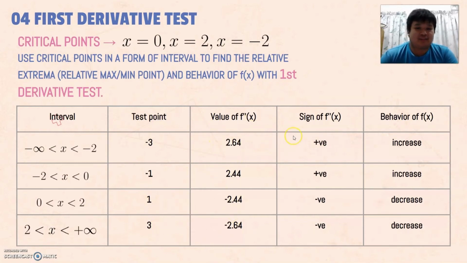This is the value we find from the intervals. It is a positive value if the interval is negative infinity < x < -2, so it is positive. So the behavior of f(x) is increasing, and so on. The next interval is also positive, so it also increases. The following interval is negative, so it decreases, and the last interval is negative also, so it will decrease.